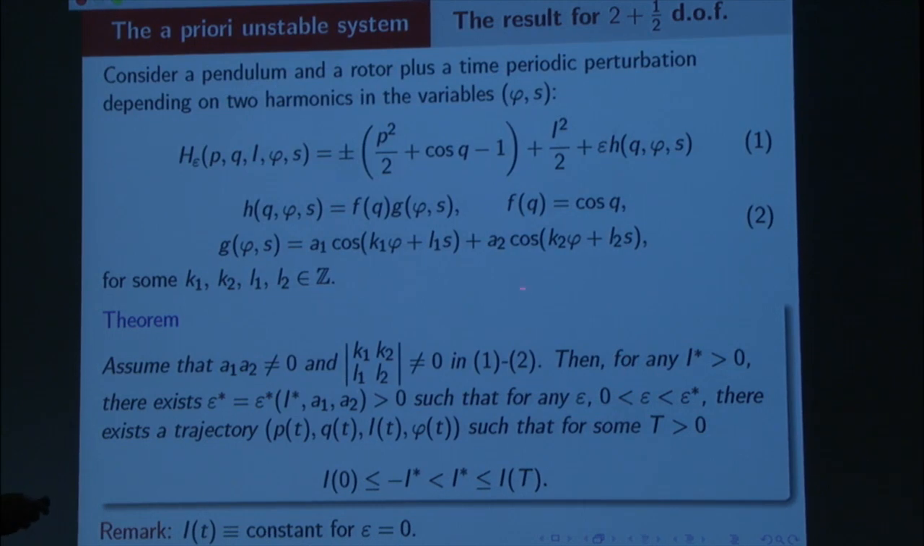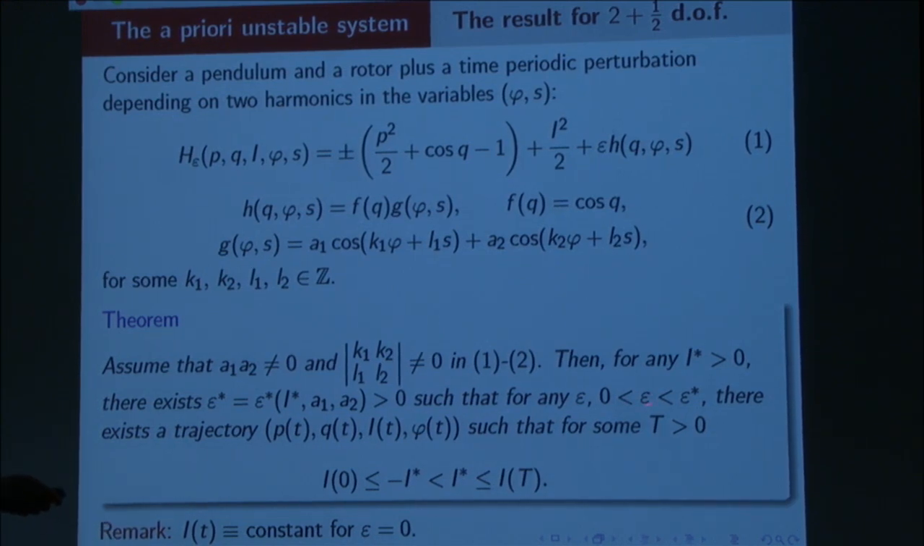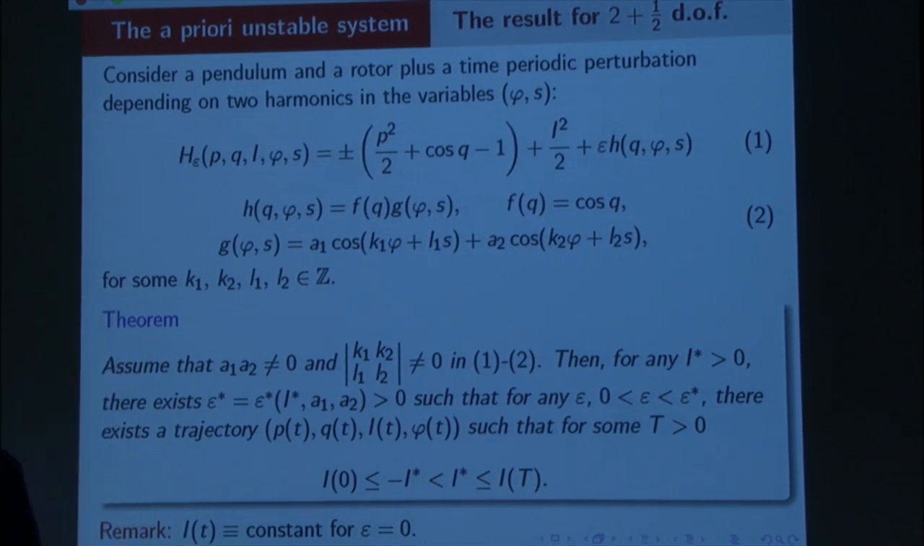Anyway, the result is that for any I star, whatever you like, there exists an epsilon star depending on I star, A1, A2. I will try to be as computative and concrete as possible, so I can also give estimates about this. For epsilon greater than 0 and smaller than epsilon star, there is a trajectory that at the beginning is smaller than minus I star, and at the end is greater or equal to I star, for some time. I will also give estimates of time. All this will be concrete.